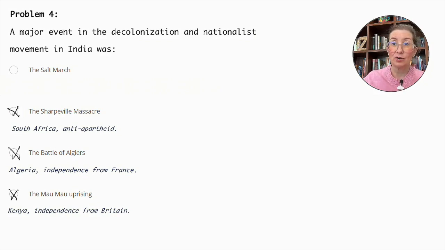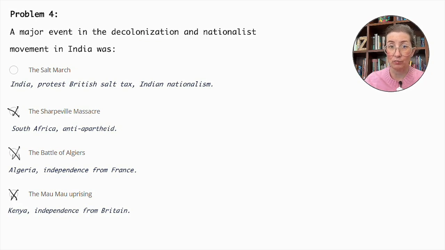The correct answer here is the Salt March. It was led by Mahatma Gandhi in 1930. This nonviolent protest against the British salt tax was a critical event in the Indian independence movement, symbolizing the resistance to British colonial rule and galvanizing Indian nationalism. Therefore, the Salt March is the correct answer here.